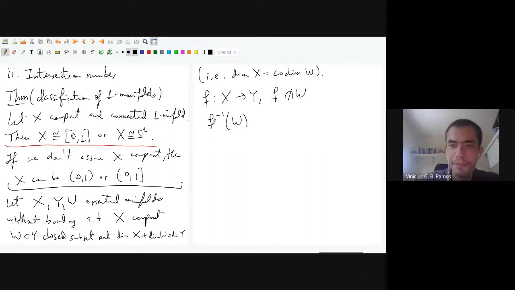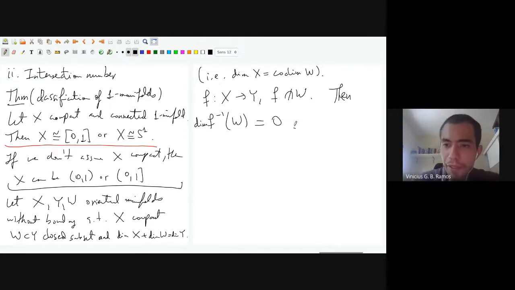Because of this dimension condition, what is the dimension of this preimage? Can someone tell me? The codimension of this has to be the same as the codimension of W, which is equal to the dimension of X. Since this lives in X, the dimension of this is just 0. So this is the condition we need to make sure that the preimage of W has dimension 0.